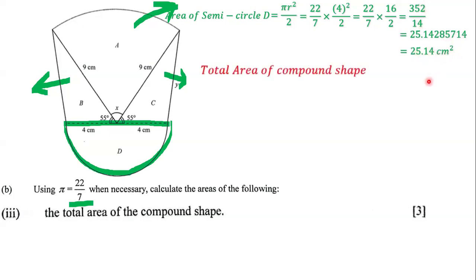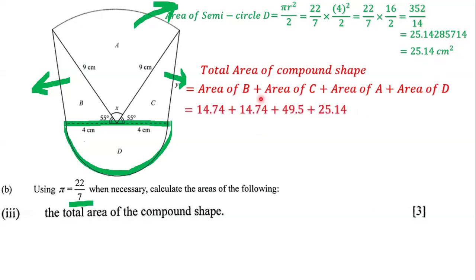Next, in order to figure out the total area of the compound shape, we're going to add the area of B, the area of C, the area of A, and the area of D. The area of B, we figured that out, that's 14.74 centimeters squared. The area of C, that's this area. It's going to be the same thing. They are congruent triangles, 14.74 centimeters squared. The area of A is going to be 49.5 centimeters squared because it's the area of the sector, and the area of D is equal to 25.14.